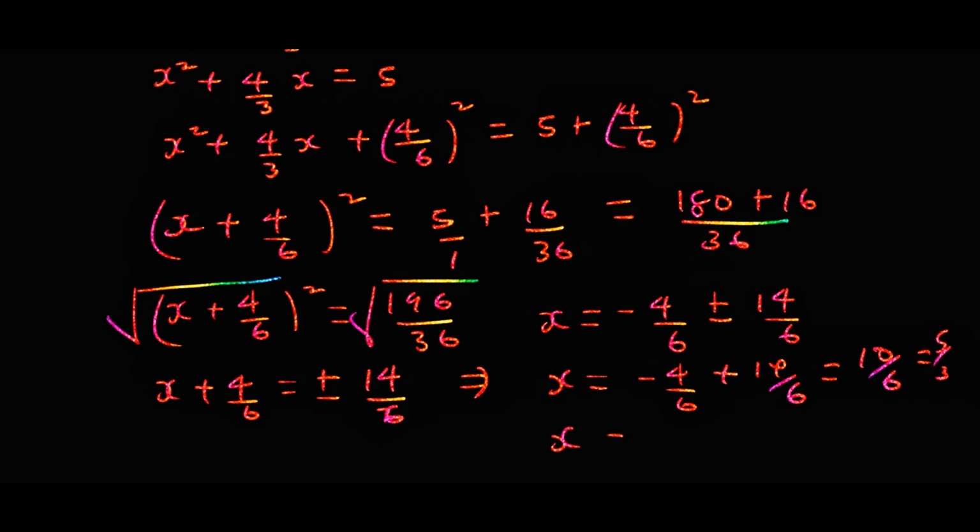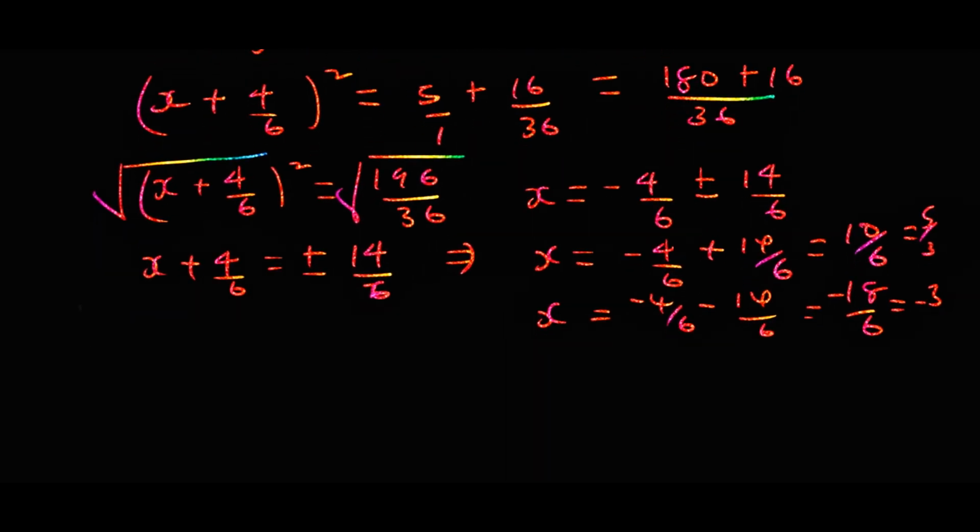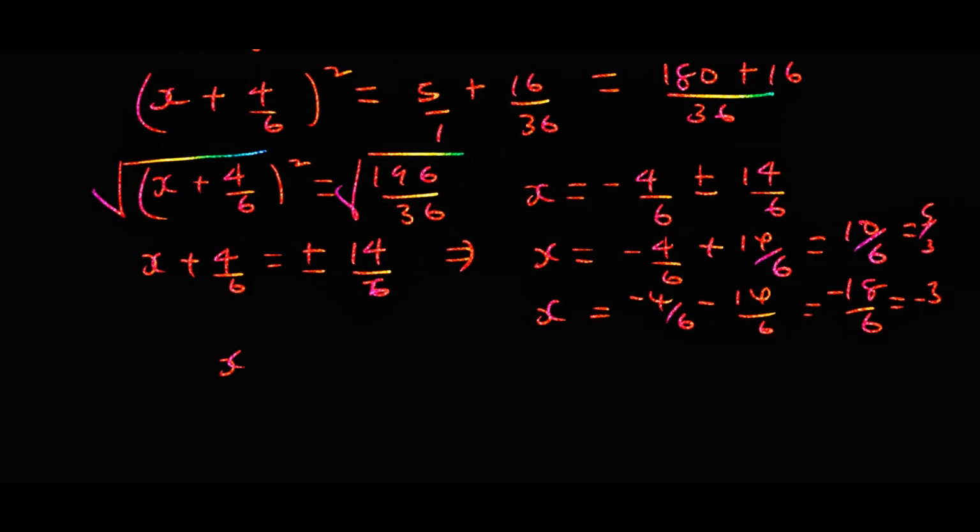Or x could be minus 4 over 6, then we take the negative sign, so that is minus 14 over 6. So minus 4 minus 14 is minus 18 over 6. And we have that to be negative 3. So it therefore means that the values of x are x is equal to 5 over 3, or x is equal to minus 3.